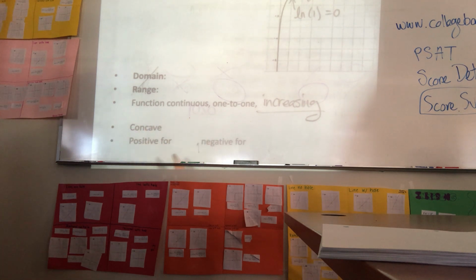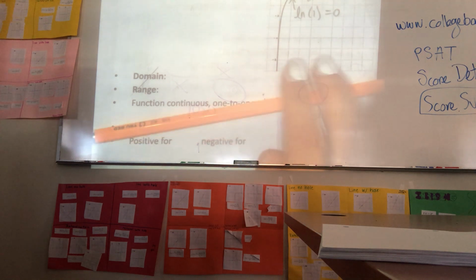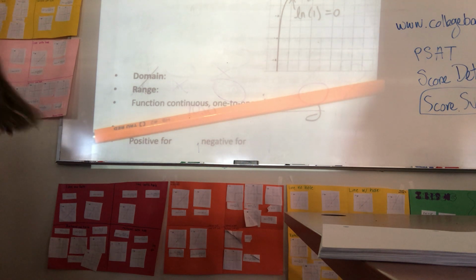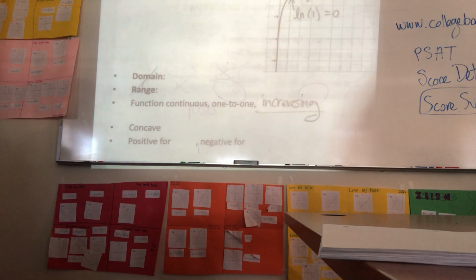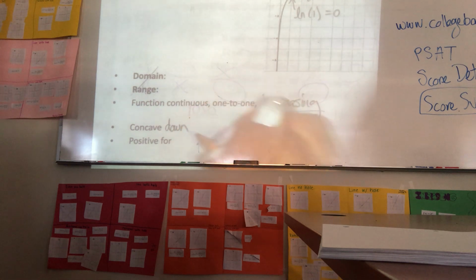Concavity, we haven't learned that yet. This is decreasing, and this is also decreasing, so it has nothing to do with increasing and decreasing. It's the curvature. If it's curved like part of a frown, it's concave down. If it's curved like part of a smile, it's concave up. So is this more like a frown or a smile? Frown. So concave down the whole time.